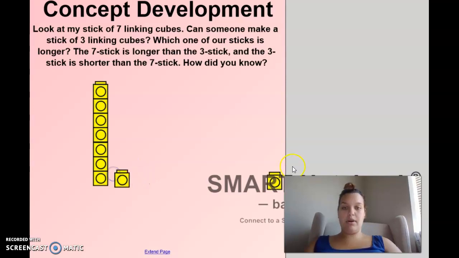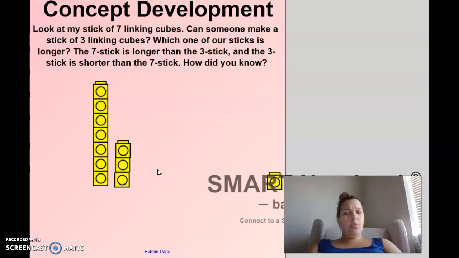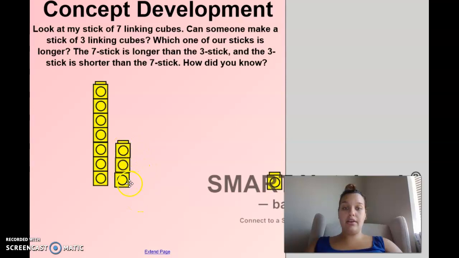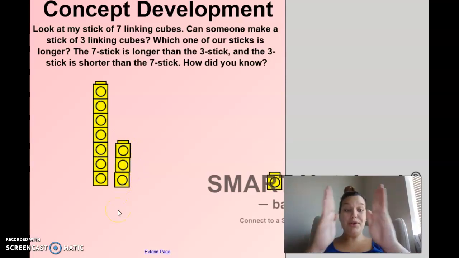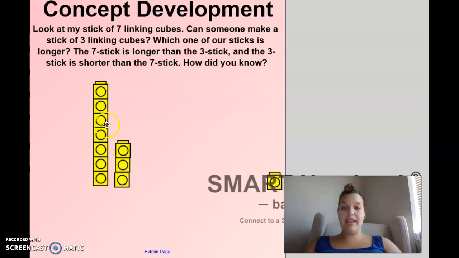Let's count up together. 1, 2, 3. Which one is longer? Is our 7 stick longer or our 3 stick longer? Our 7 stick is longer than the 3 stick. So we can also say our 3 stick, what's the opposite of longer? Shorter. Our 3 stick is shorter than our 7 stick.